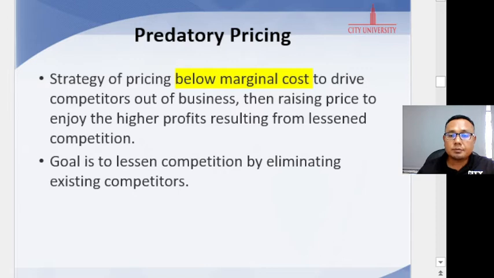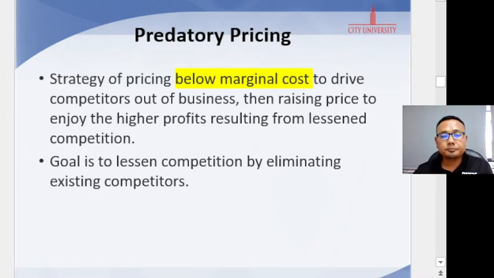Another strategy. The first one we saw was limit pricing. The second one is to eliminate or reduce, the most accurate term to use is lessen, competition. How can we implement predatory pricing to lessen competition? While limit pricing changes the business environment by preventing potential competitors from entering a market, predatory pricing lessens competition by eliminating existing competitors. Compared with limit pricing, where you want to stop other competitors from joining, here you want to lessen competition by eliminating the existing competitors.